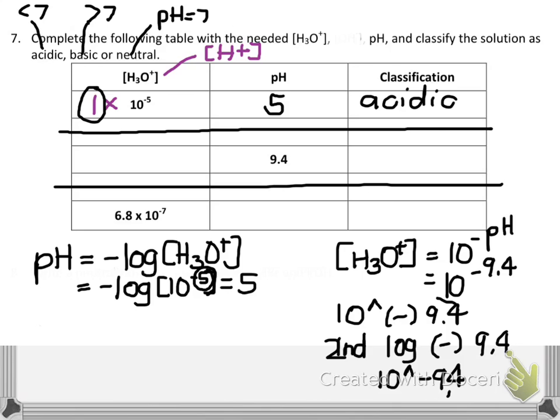3.98. So if I had to round that up, I would say 4.0 times 10 to the negative 10. Now, my pH has only one decimal place, so if I'm really doing this correctly, I would just have one number in my coefficient. But if you were to answer 3.98 or 4.0, I would accept that. So this pH, 9.4, is greater than 7, so this is a basic solution.